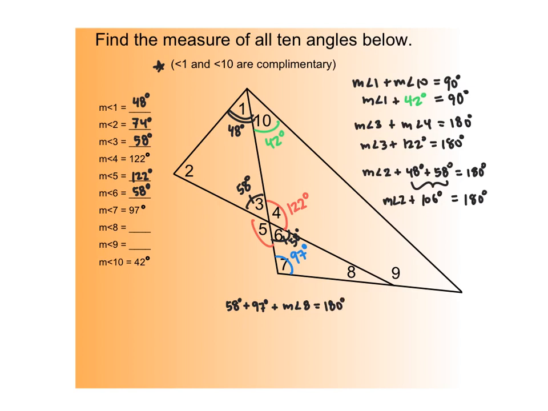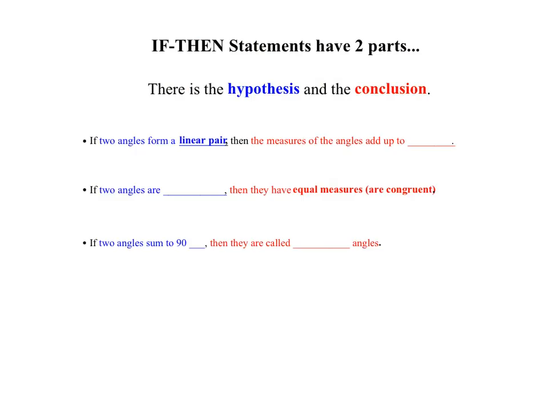So I add 58 and 97, I get 155. And so I'm going to subtract 155 from 180, and that's going to give me 25 degrees. Okay, so if angle 8's measure is 25 degrees, then the measure of angle 9 would be 180 minus 25 degrees, which would be 155 degrees. All right, so there you have it. That's how we use our properties of angles in order to solve a complex diagram like this one. Let's move on. We got a couple more slides.